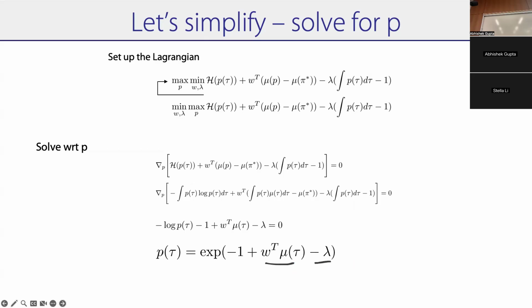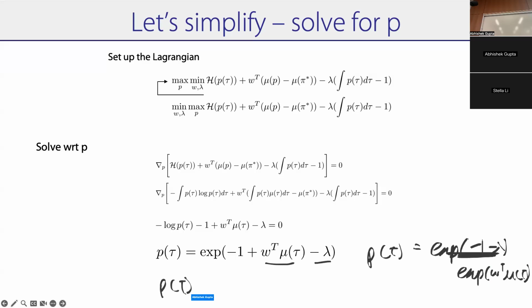So what does this mean? Let's try to think about this a little differently. We can think about this as p tau is equal to exp of minus 1 minus lambda times exp of W transpose mu tau. Now, which means that p tau, this is like a proportionality term. You can say that p tau is proportional to exp of W transpose mu tau. So all we did was we took the derivative, we set it to 0. We simplified a bunch of stuff, and we saw that the likelihood of a trajectory is proportional to the exp of W transpose mu tau.